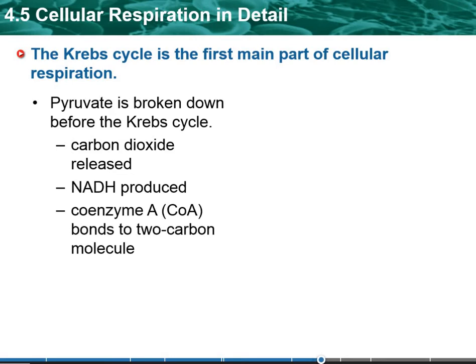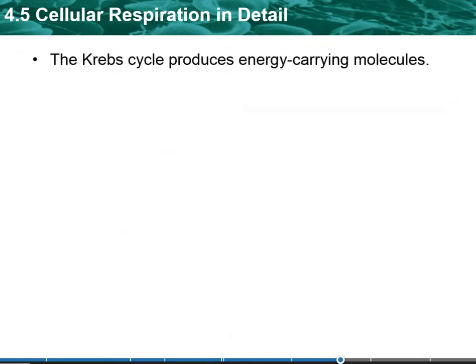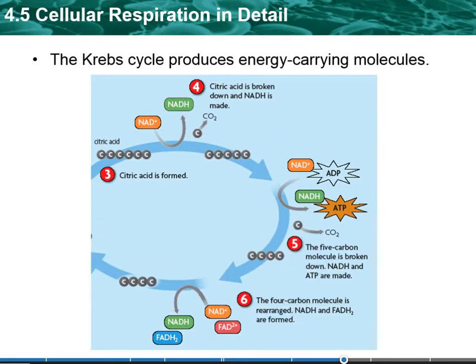At the very beginning, coenzyme A is going to bond to the 2-carbon molecule. So this is before it even enters the cycle. It's going to create an NADH. It's going to break it apart. Oxygen is going to come in and take away that carbon so it doesn't reattach. The Krebs cycle produces energy-carrying molecules. So that's the main job of it.